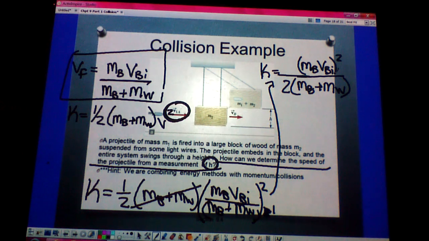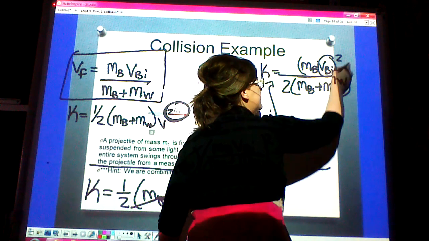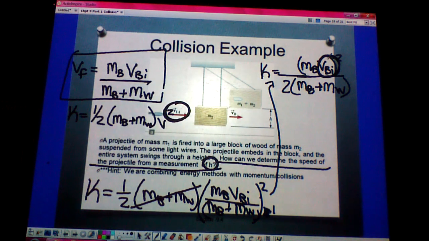The reason that I'm writing all of this out is because ultimately our goal is to get this velocity of the bullet initially. I want to get this term to equal something, but also in terms of height.